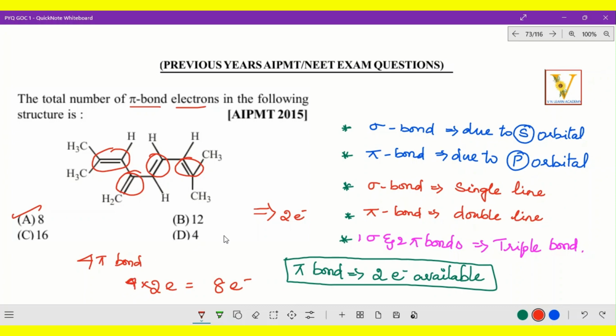Pi bond is different from pi electron. Pi electron means what? How many electrons are in that pi bond? That means 2 electrons are there. So totally 4 pi bonds are there, 4 twos are 8 pi electrons. Got it? Come on, we'll go to the next question.